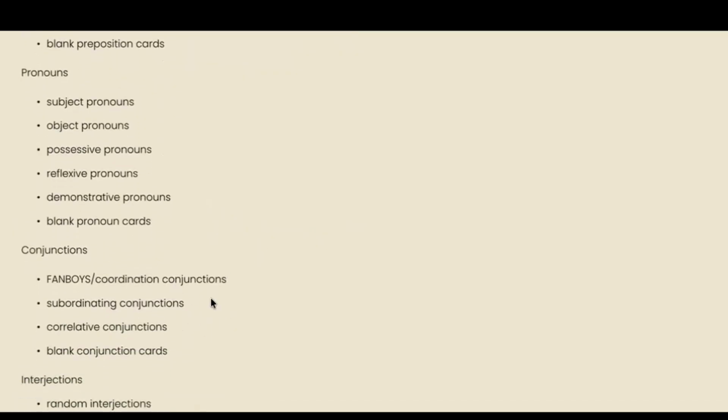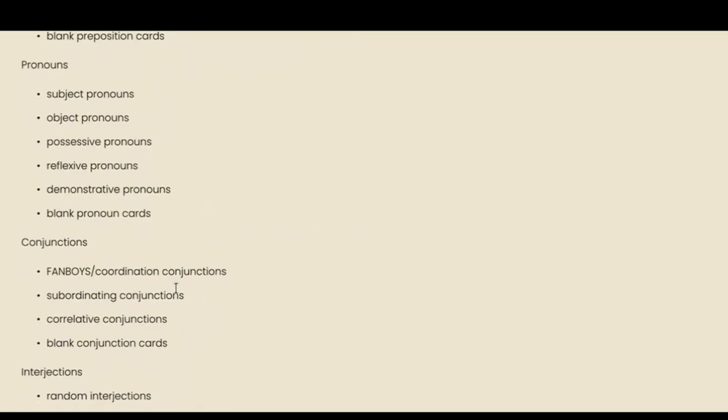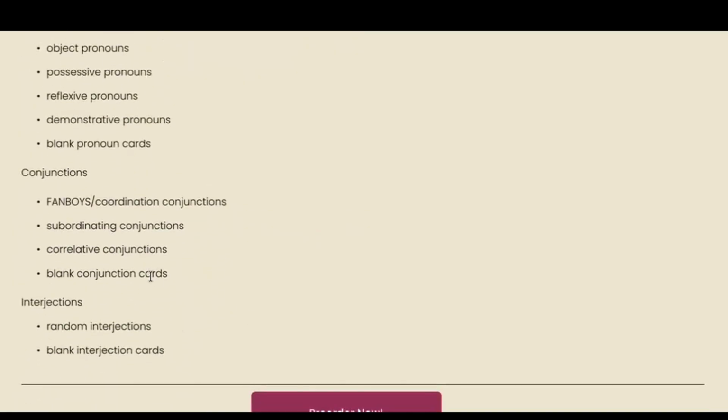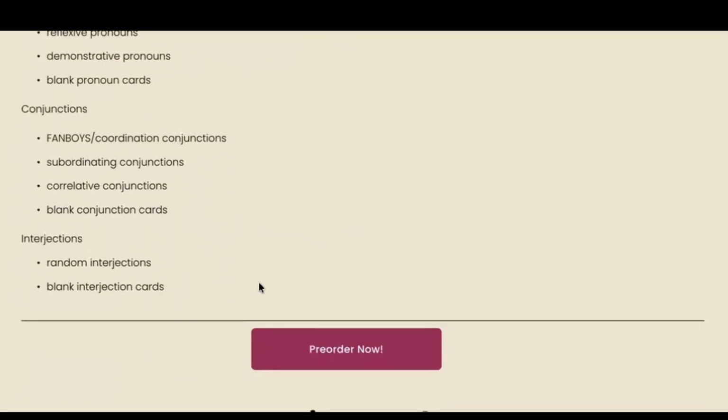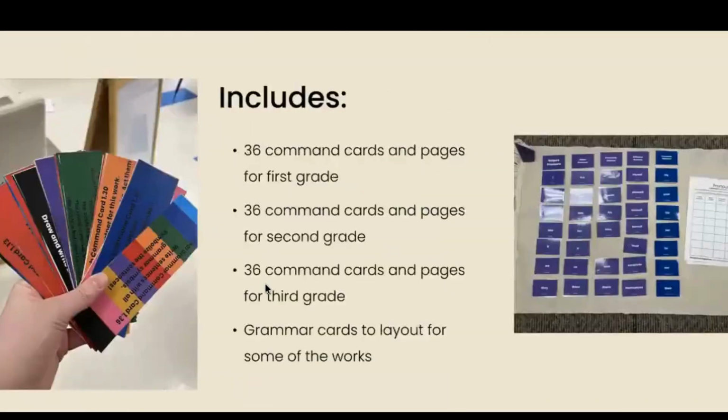Conjunctions, fanboys, coordinating. Oh wait, it should be coordinating conjunction, that's okay. Subordinating, correlative, and then blank ones, and then interjections. We all kind of leave those. There's one page of interjections, and then just blank interjection cards for them to write their own. So when they're making all those cool sentences, that'll be so cool.